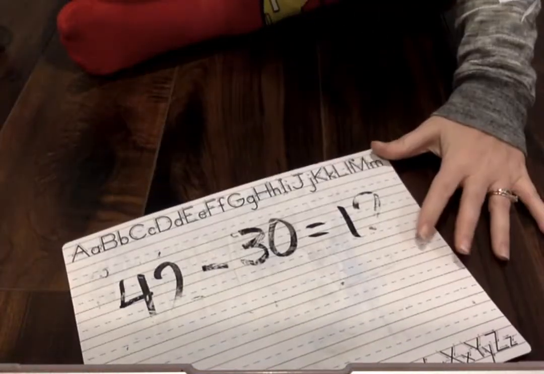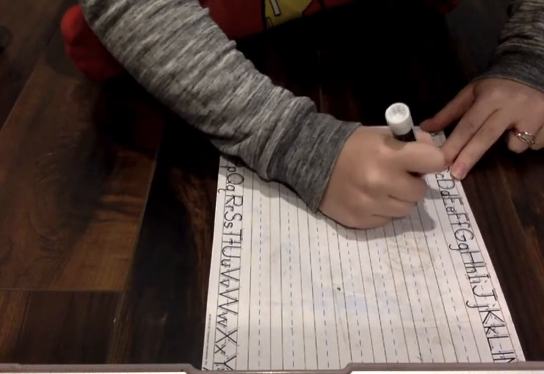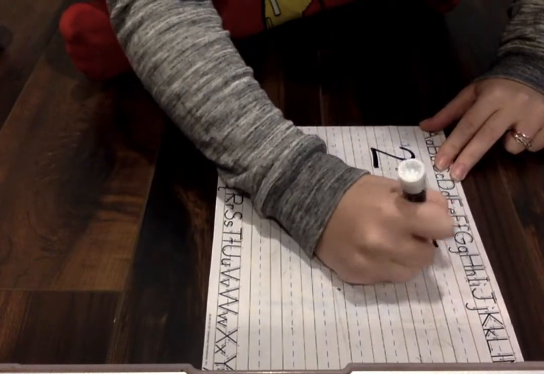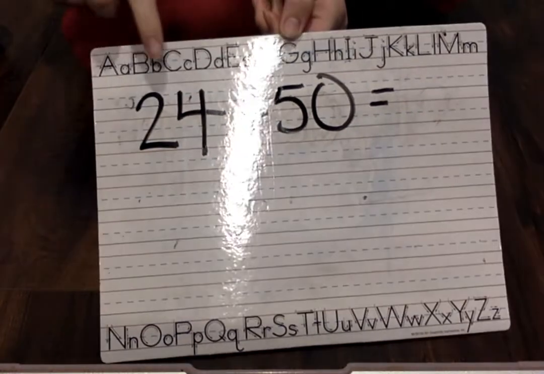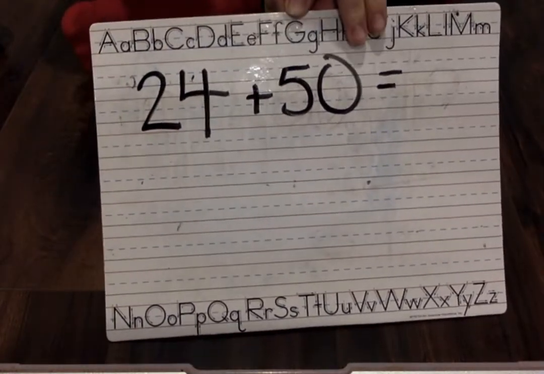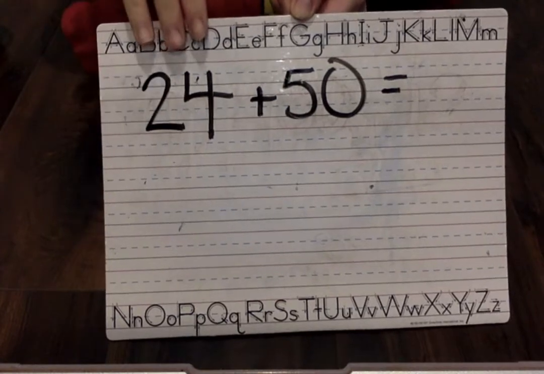So I'm going to bring you down to the ground. Do you see my silly Iron Man socks? Okay. The first problem that we are going to do is 24 plus 50. Now we are adding, so that means I need to make both of these 2-digit numbers and put them together.